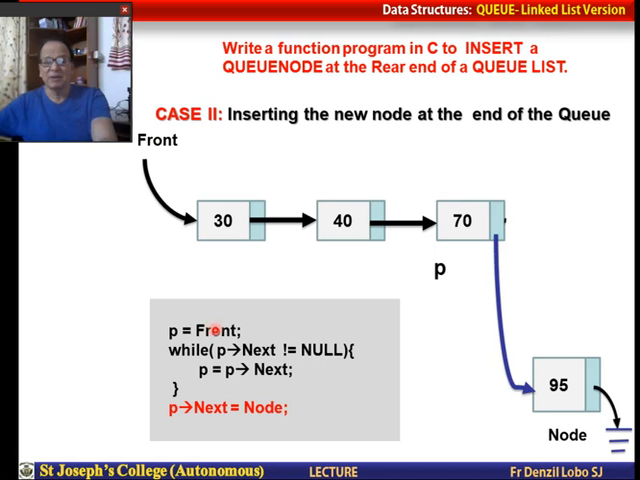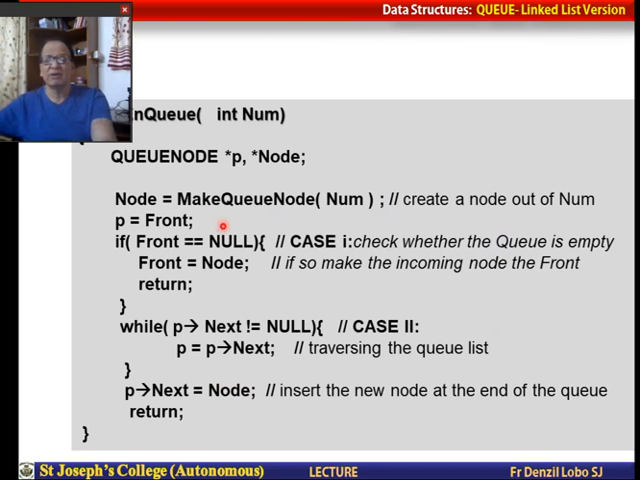This could be done by assigning front to P, and then I say as long as P next is not equal to null, P is equal to P next, or current is equal to current next, and then you say P next is equal to node. You can do either this, taking just one variable, or you could also take previous and current, and when current becomes null, you attach the new node at the end of previous. So previous next is equal to node. So this is what we have done here.